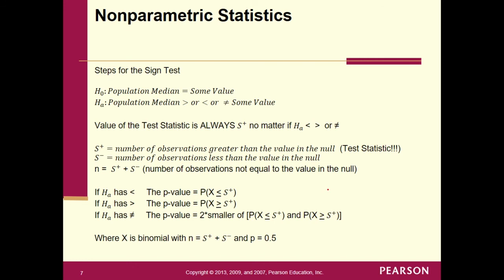Now you're saying, hold on, why are we setting p equal to 0.5? Well, the reason is because we assume the null is temporarily correct. And what's in the null? The population median is equal to some value, and that means you have 50% above, 50% below. And so that's how we're going to figure out the p-values, just using the binomial.